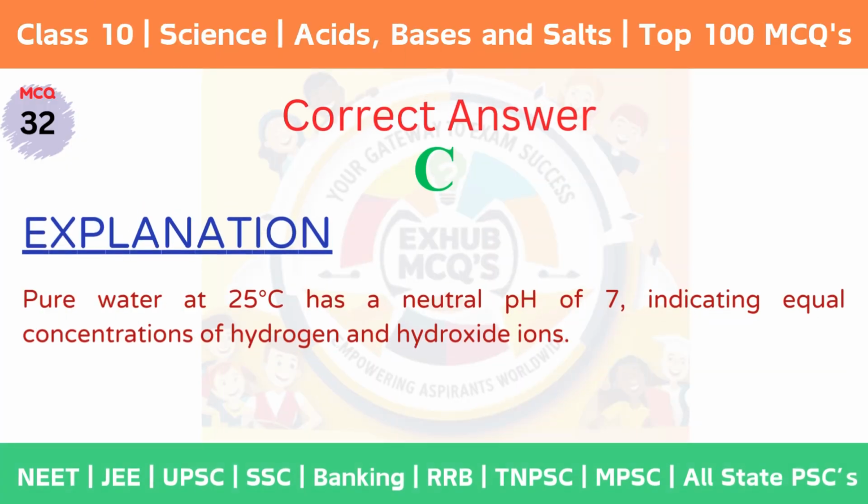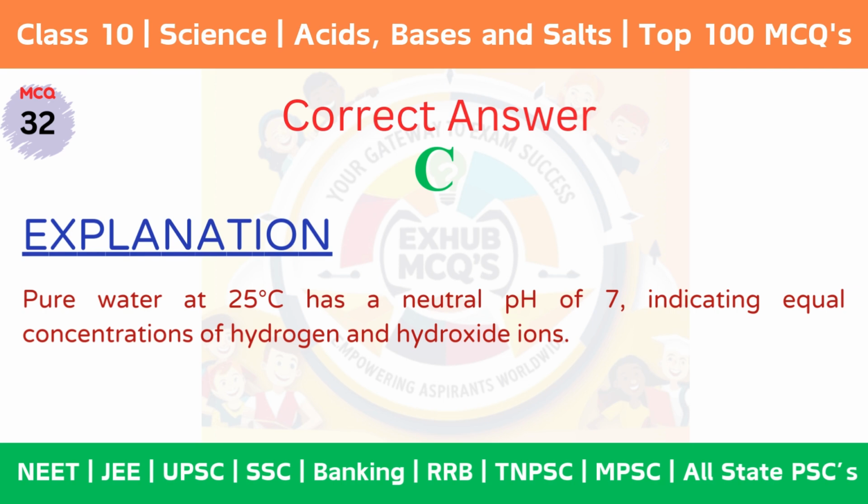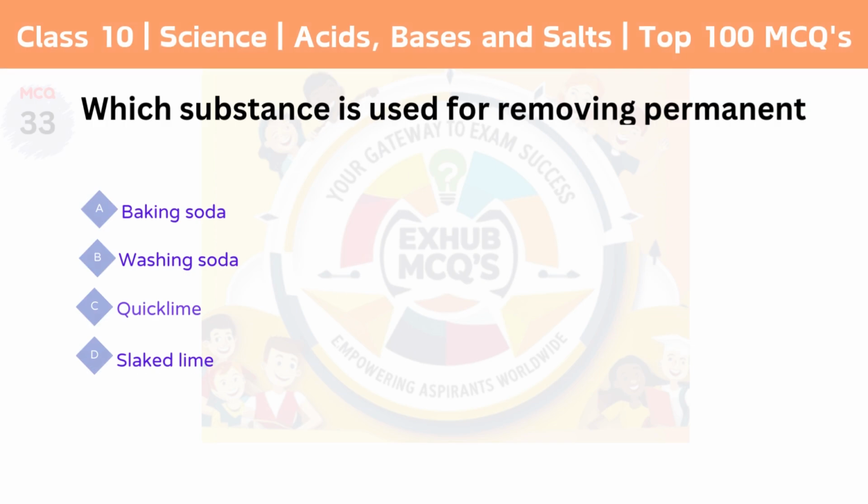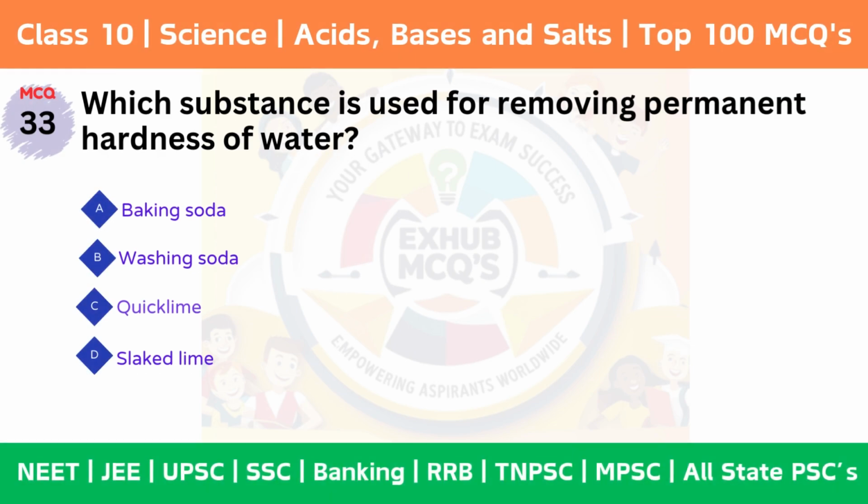The correct answer is option C, 7. Pure water at 25 degrees Celsius has a neutral pH of 7, indicating equal concentrations of hydrogen ions, H+, and hydroxide ions, OH-. MCQ 33. Which substance is used for removing permanent hardness of water?